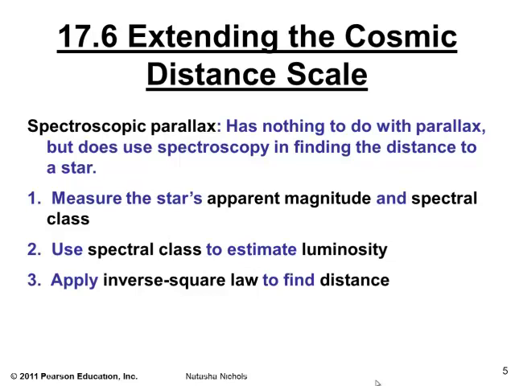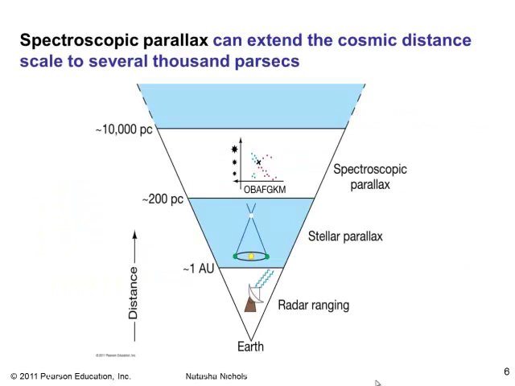In step 2, we go to our HR diagram and we use the location of the spectral class to estimate the star's luminosity. And luminosity is how bright the star actually is. Step 3, once we figure out the luminosity, we apply the inverse square law to find the star's distance. Using this method of spectroscopic parallax, we can extend our cosmic distance scale to several thousand parsecs.